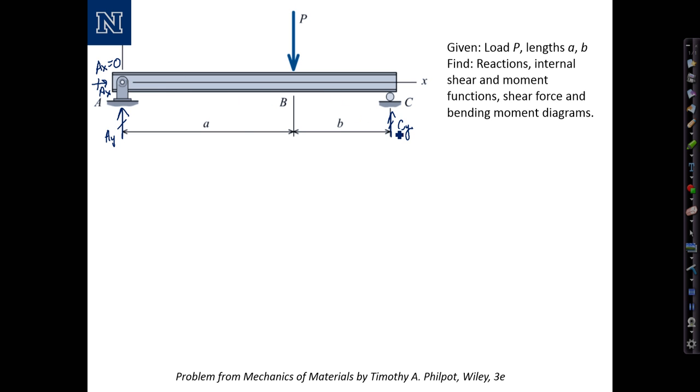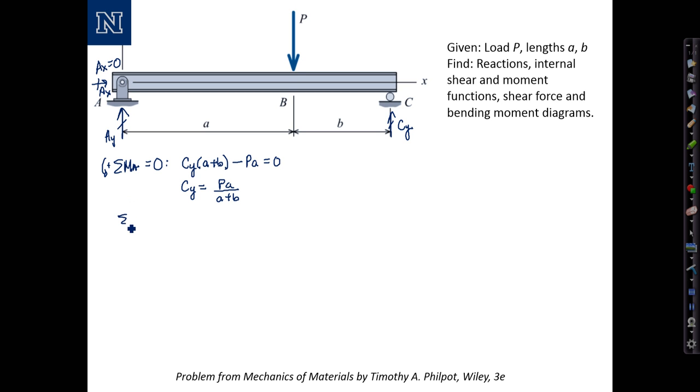To determine C sub y, I will sum moments about A. Sum of the moments about A equal to 0, positive in the counterclockwise direction. I'll start with a contribution due to C sub y. I have C sub y times the length, A plus B, that's acting in the positive direction, minus the contribution due to the force P, minus P times A equals 0. I find that C sub y equals PA divided by A plus B.